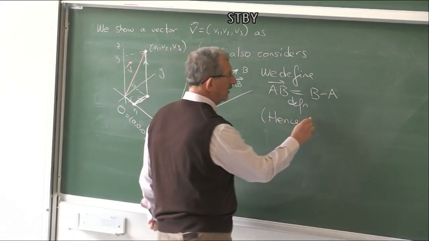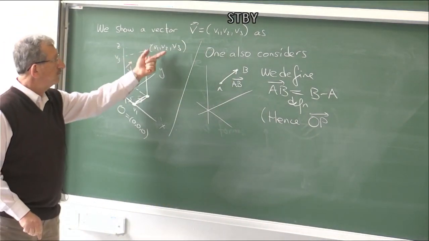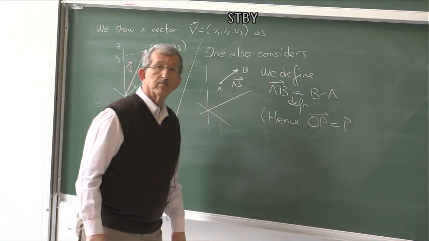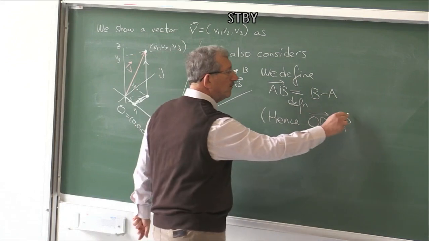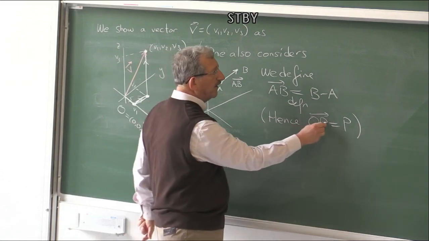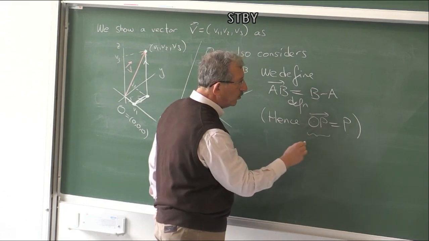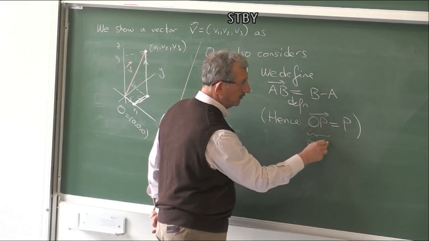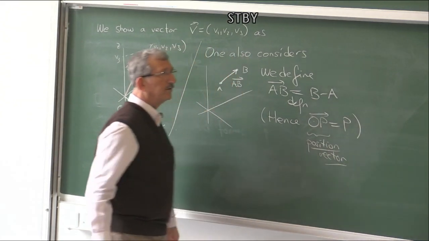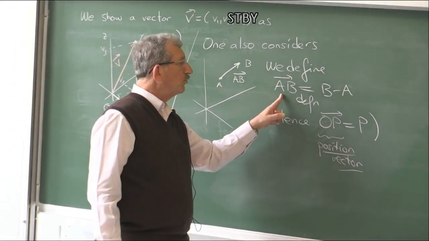Hence, it says that OP, where P is this point, is nothing but P. Well, because of applications of vectors, this vector is the same as P, but once you show it this way, you call it a position vector. Just because of the applications. We will be using this definition quite a lot.